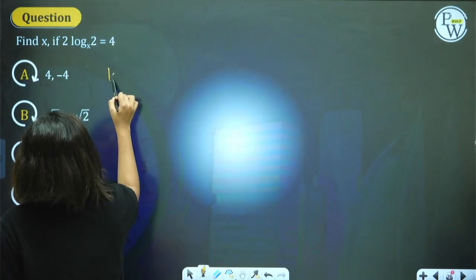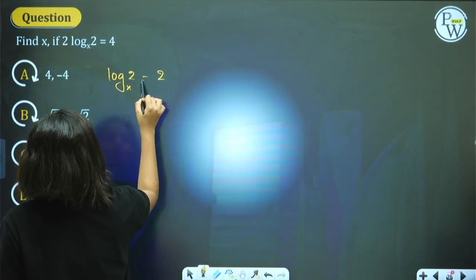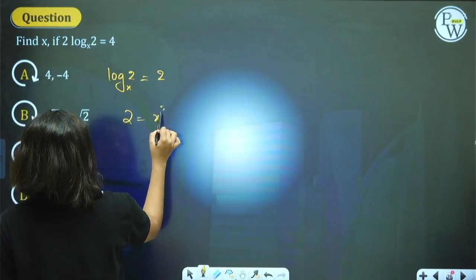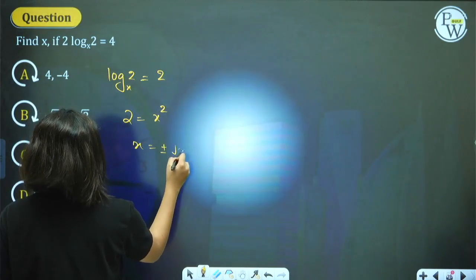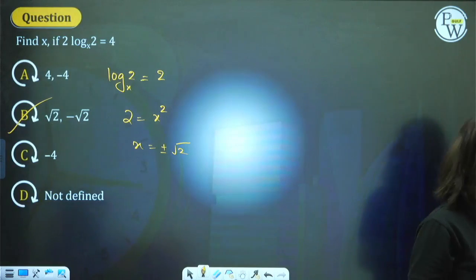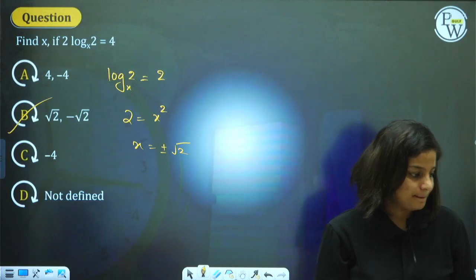2 divided here. 4 by 2, 2. Log to exponential: 2 is equal to x square. X square is equal to 2. So x is equal to plus or minus root 2. Okay. Very good.